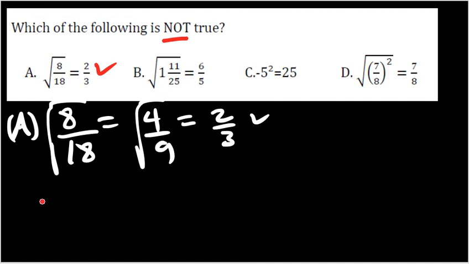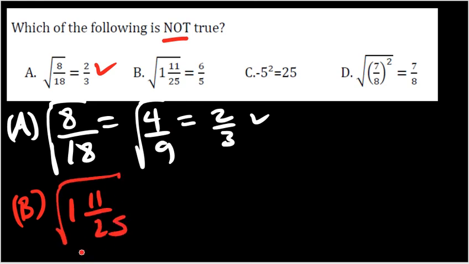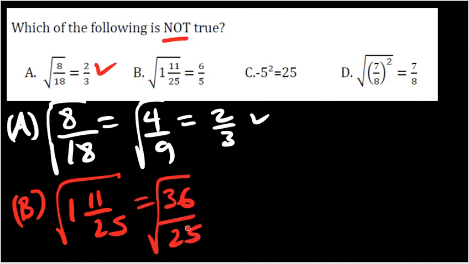What about B? It's a mixed fraction. It says 1 and 11/25 in the square root, so we need to change it into an improper fraction. 1 times 25 is 25. 25 plus 11 is 36. So square root of 36/25. Both the numerator and the denominator are perfect square numbers, so it will be extracted as 6/5. Still it's correct.